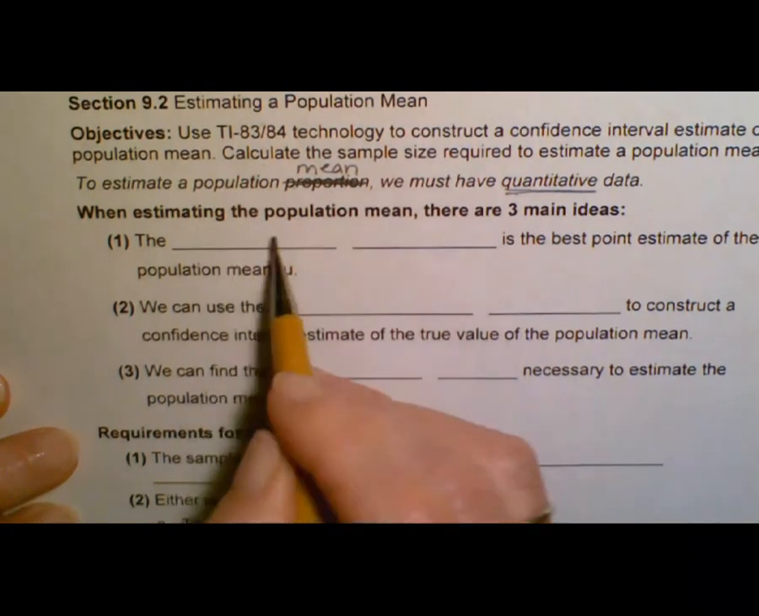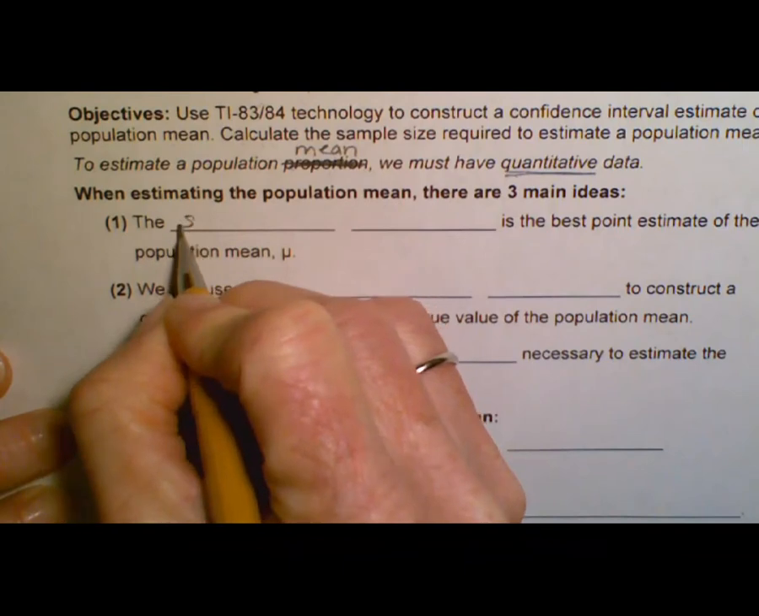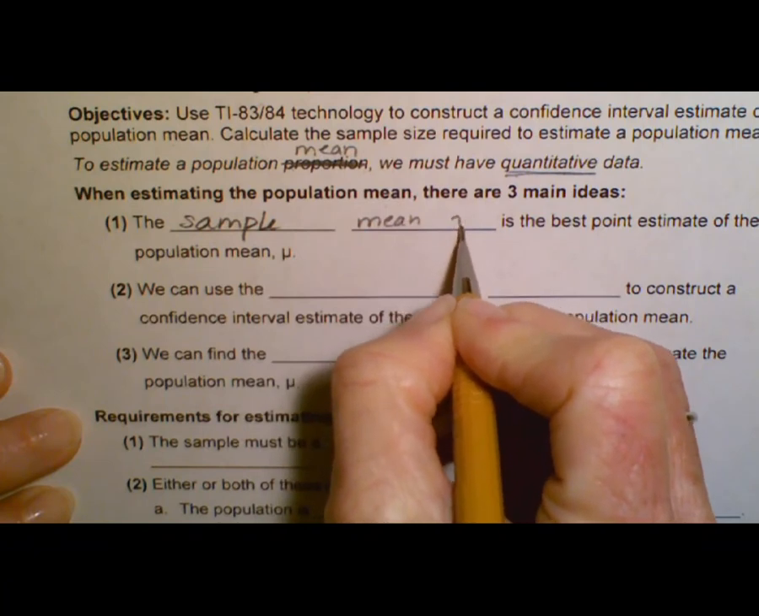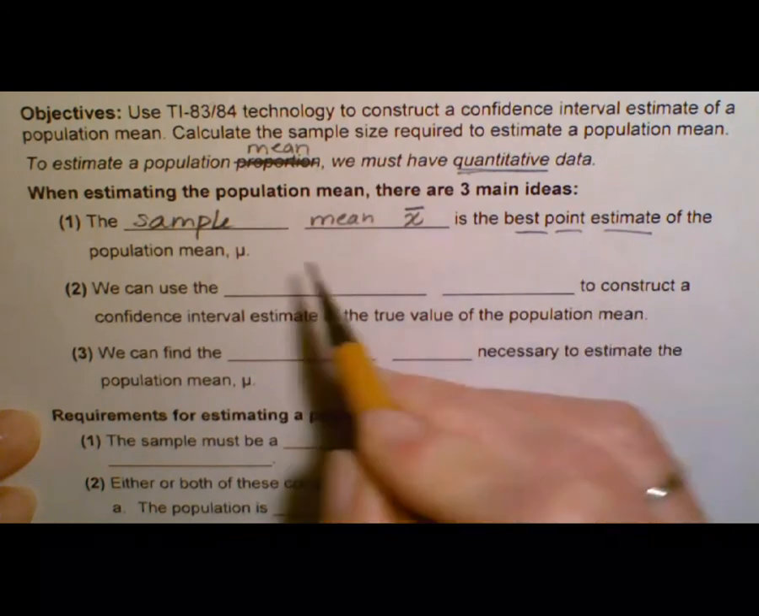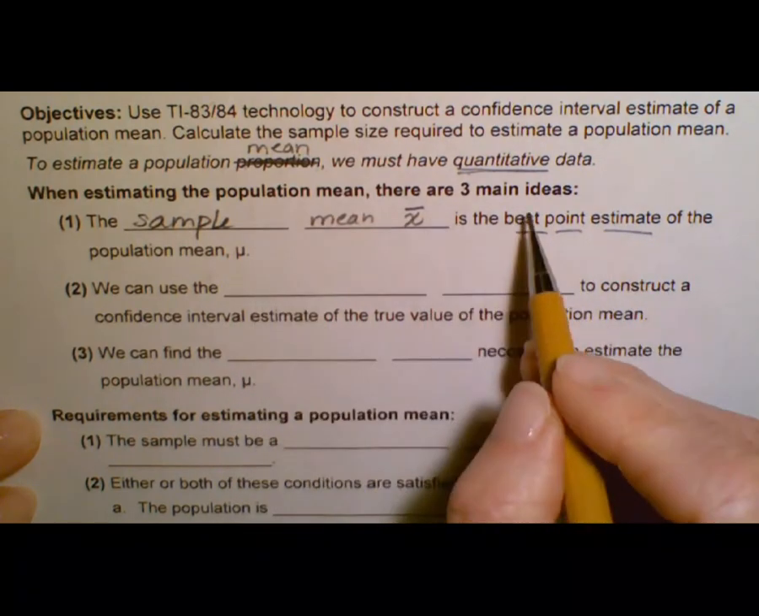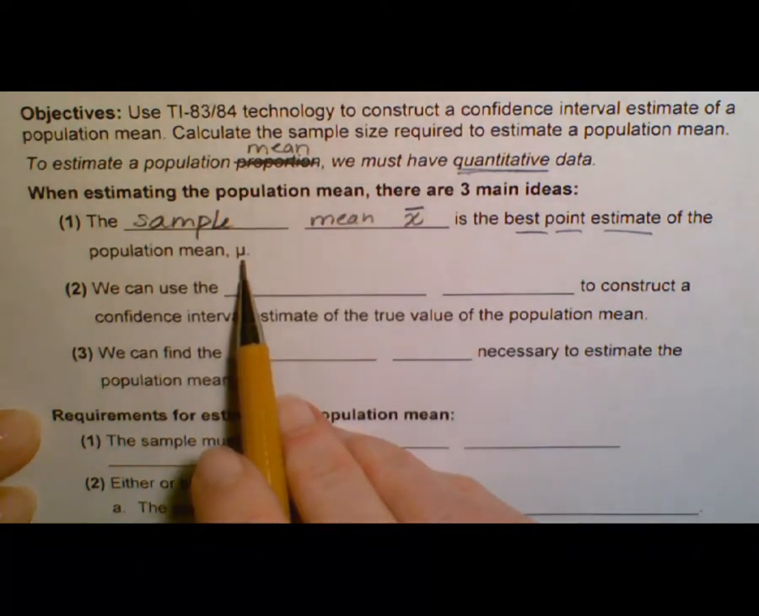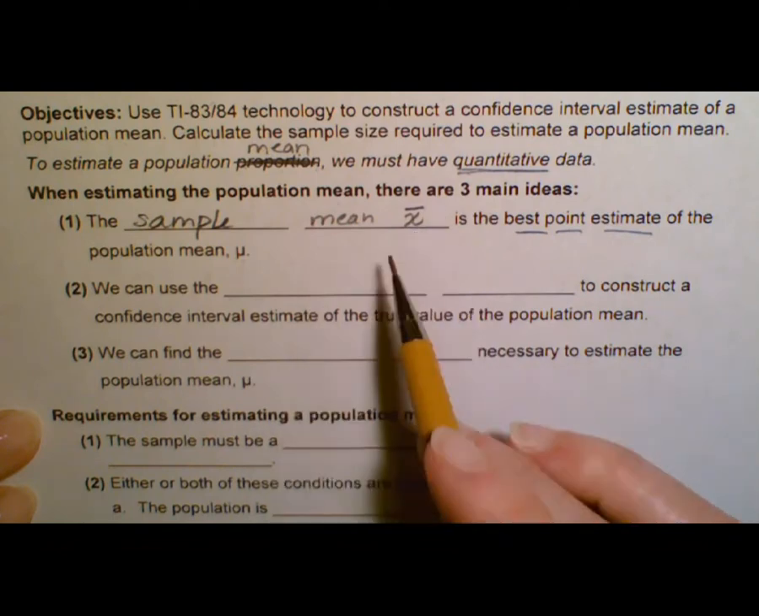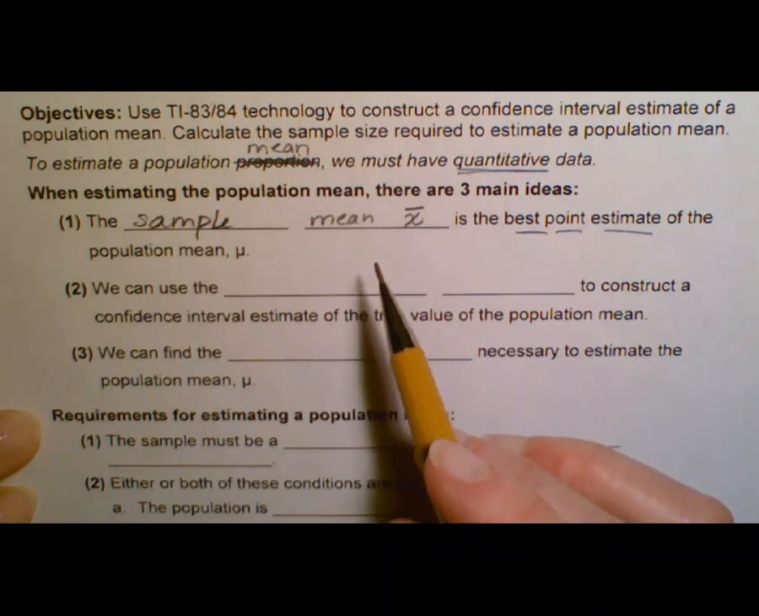When estimating the population mean, there are three main ideas. Number one, the sample mean, and let's put our symbol for that, X bar, right here, just as a reminder, is the best point estimate of the population mean mu. A point estimate is one value that we use to estimate the population mean, and if we have a sample, that one value would be the sample mean. But what we'll find in this section, of course, and what we're learning in chapter 9, is that a better way to estimate is to estimate with an interval.